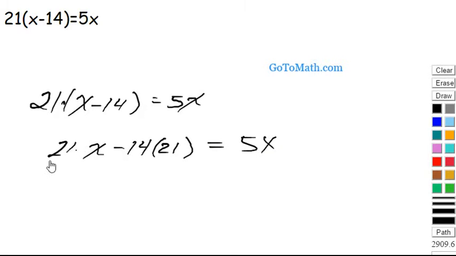Now you notice this number is larger than this coefficient here, and they're both like terms, so we're going to take this guy over to the left. That's what we're going to do. All right, now remember how we do that. We subtract.